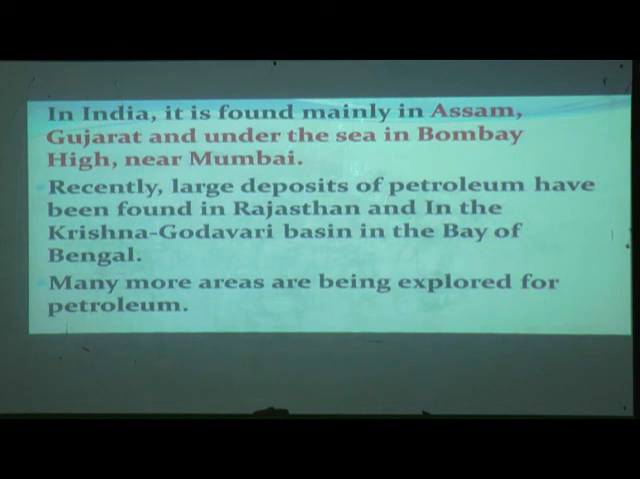Many more areas are being explored for petroleum. So many people are searching for petroleum. Recently we can find that oil wells are there nearby Rajasthan also, and the Krishna Godavari places, that is on the Bay of Bengal side. So we can see many more areas are being explored for petroleum.